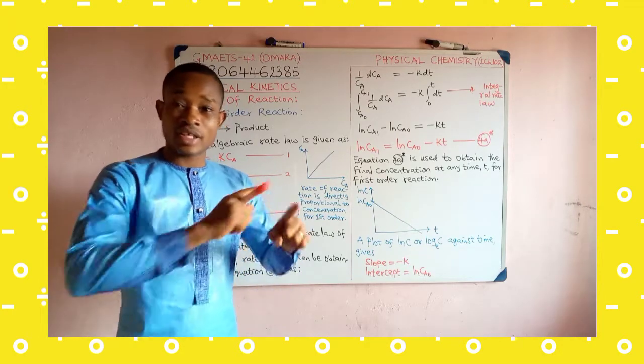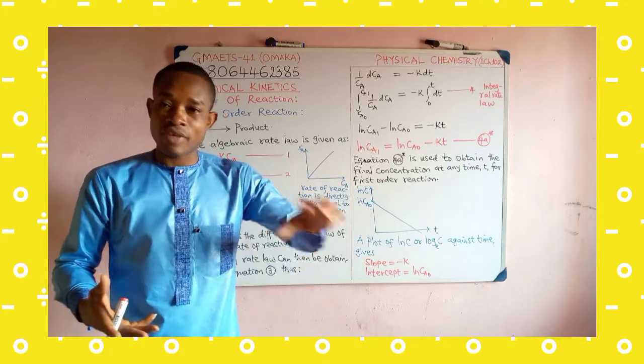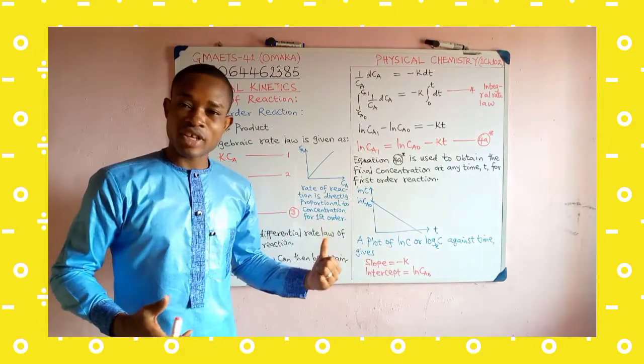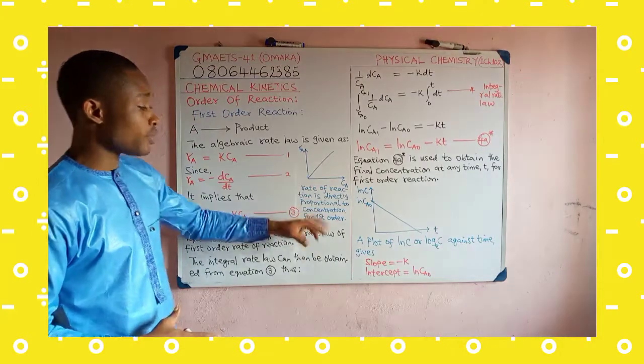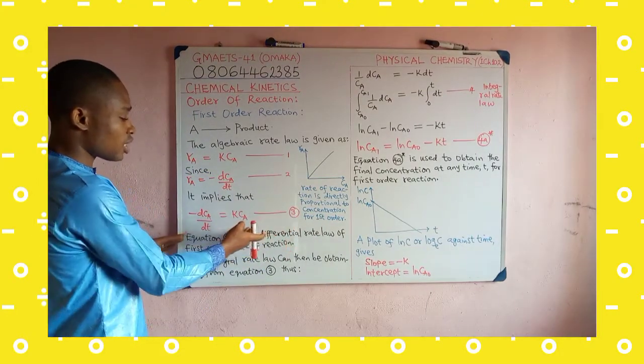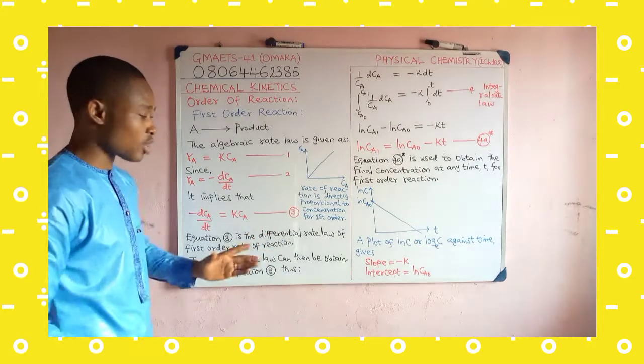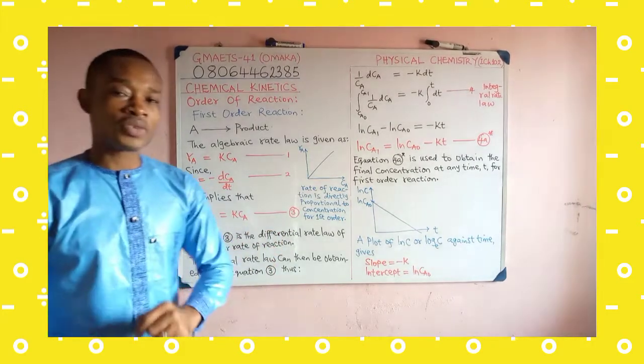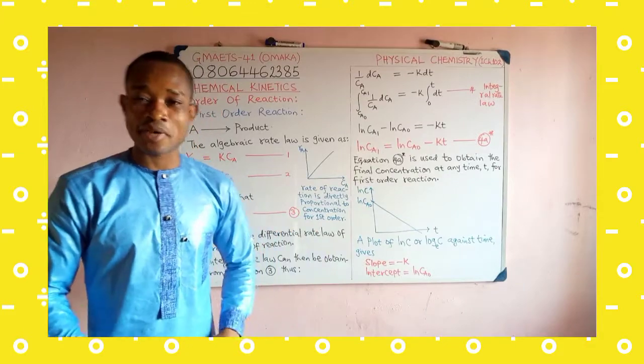Remember, for zero order, it is a constant. It does not change even if the concentration changes, alright? But for first order, the rate of reaction changes with concentration and it is directly proportional. Now, equation 3 gives us the differential rate law for first order, and we can work on equation 3 to actually obtain the integral rate law.